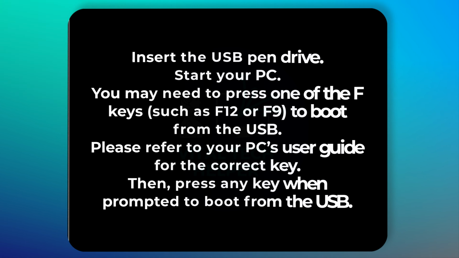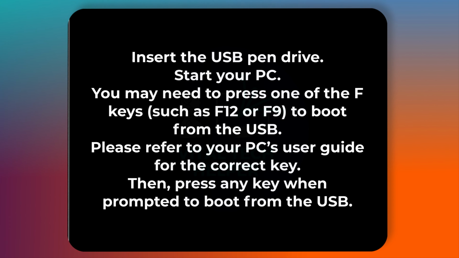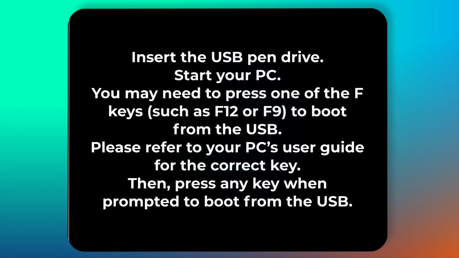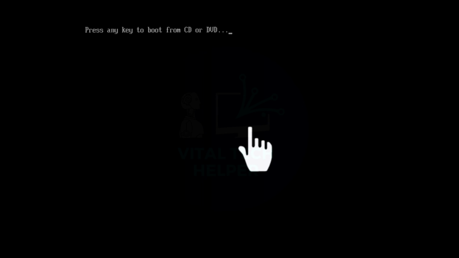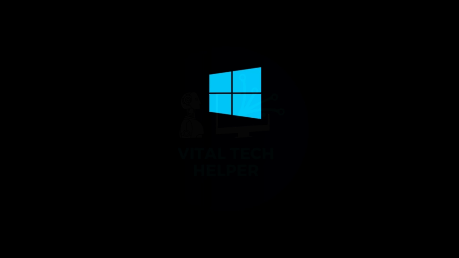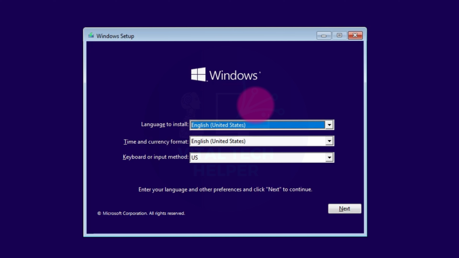Insert the USB pen drive. Start your PC. You may need to press one of the F keys, such as F12 or F9, to boot from the USB. Please refer to your PC's user guide for the correct key. Then, press any key when prompted to boot from the USB. Choose your language and other preferences, then click Install Now.